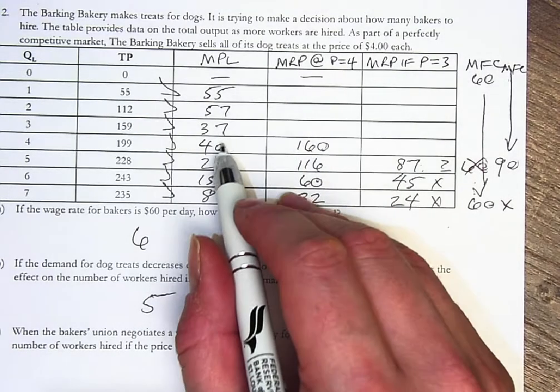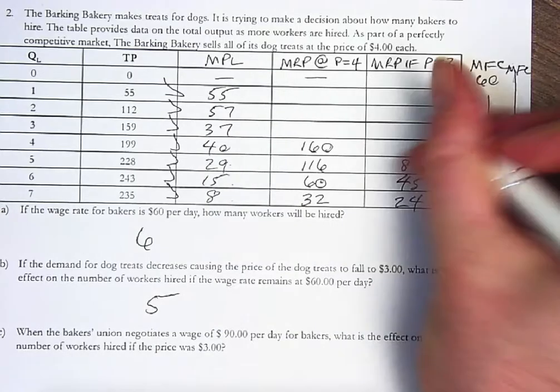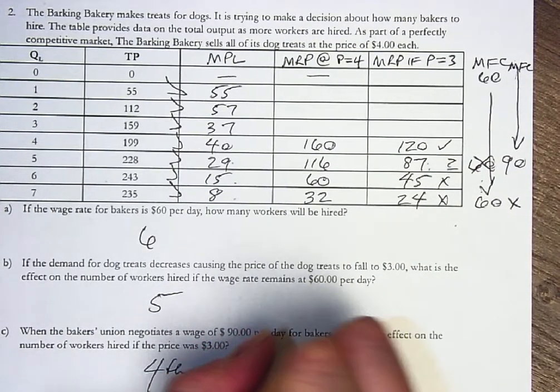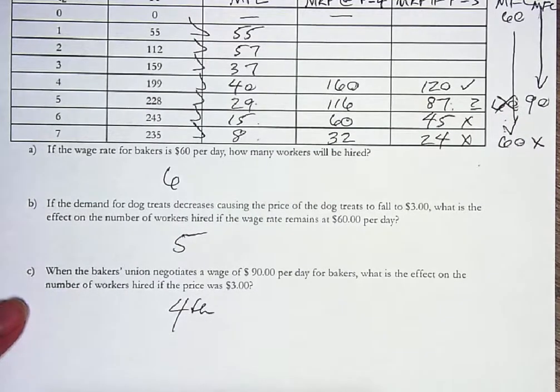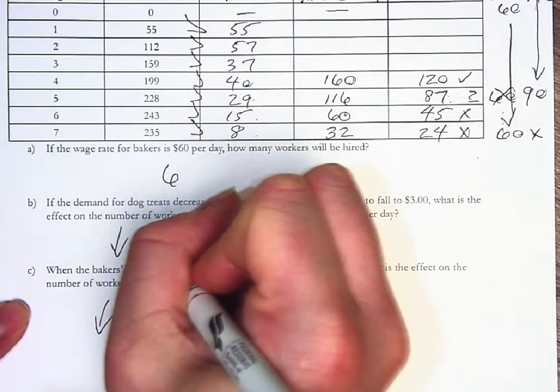We've got to test to see what will happen. Will we hire the fourth one? That one generated 40 times 3 is 120. We would hire the fourth worker. So it would decrease the number of workers to only the fourth, decrease from 5 to 4.